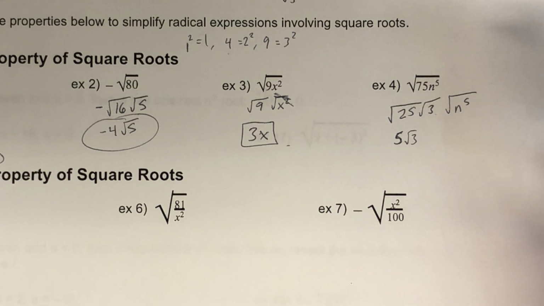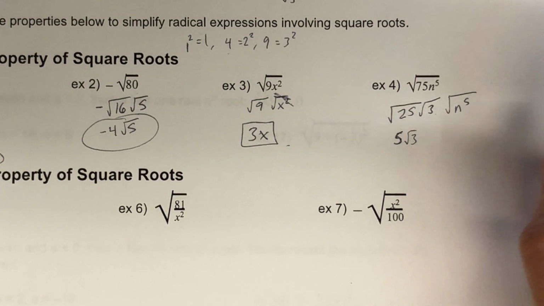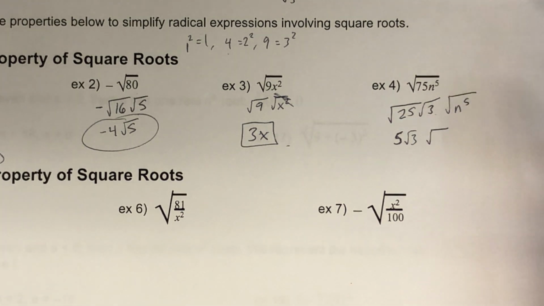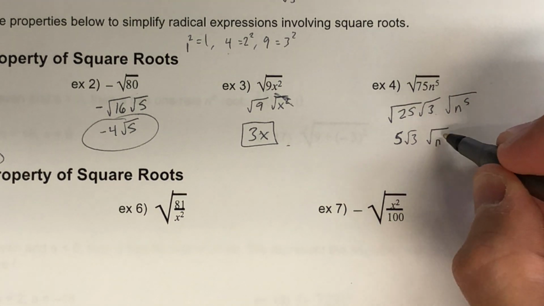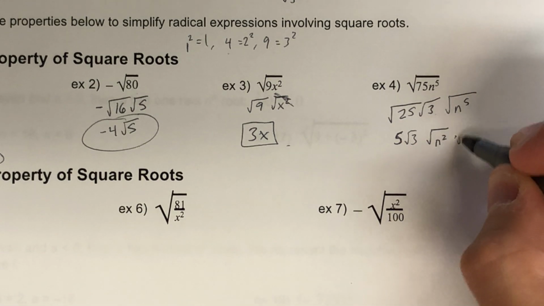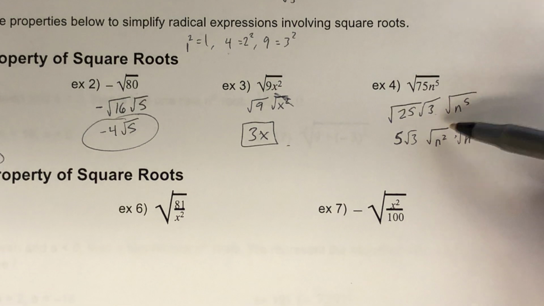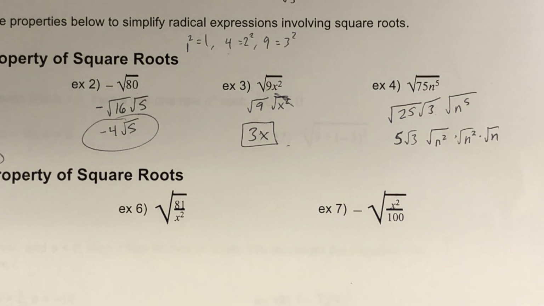As we look at this n to the fifth, remember how the square root of anything squared cancels it. So what we could do is factor this into the square root of n squared times the square root of n squared times the square root of n. Because when you're multiplying, remember you add the exponents, so 2 plus 2 plus 1 gives us 5.